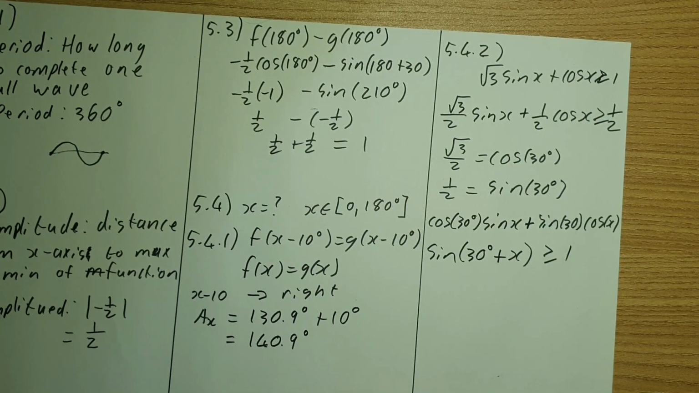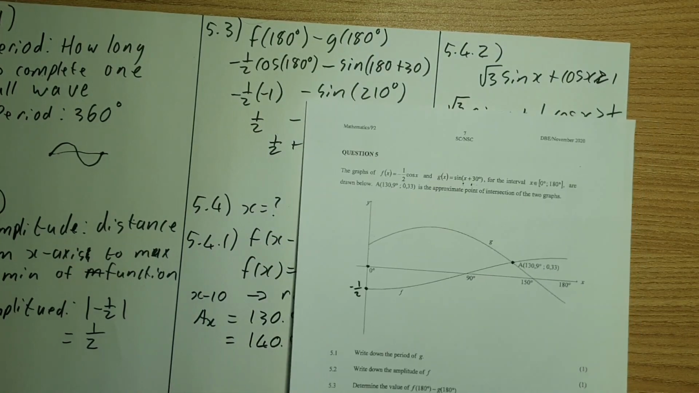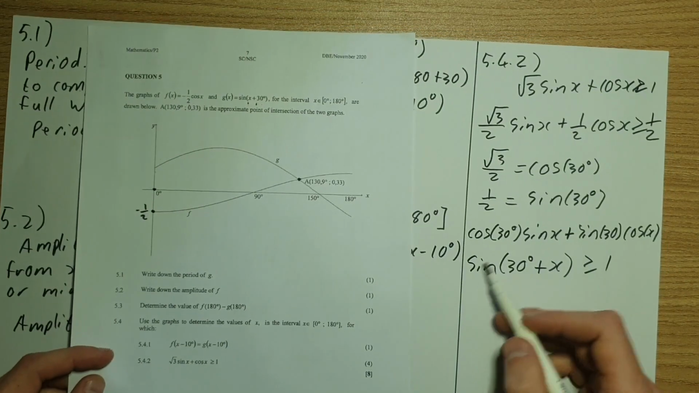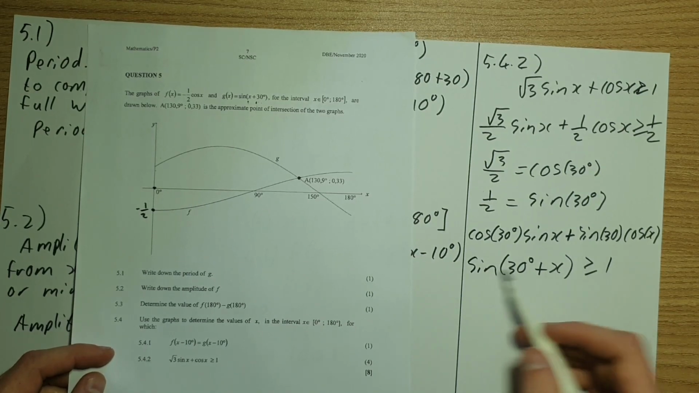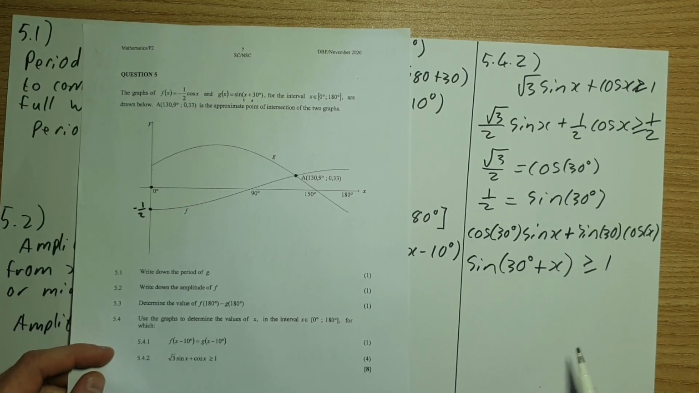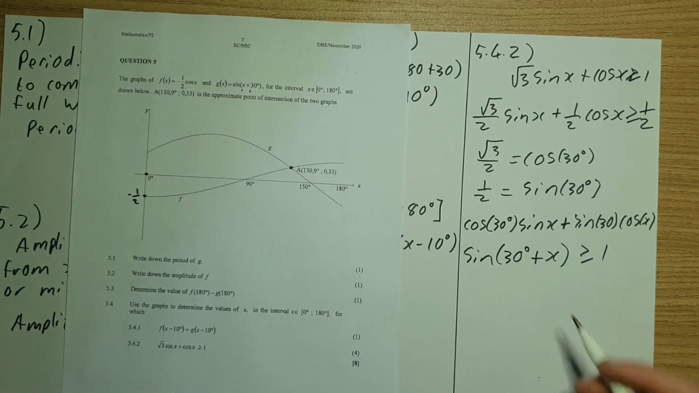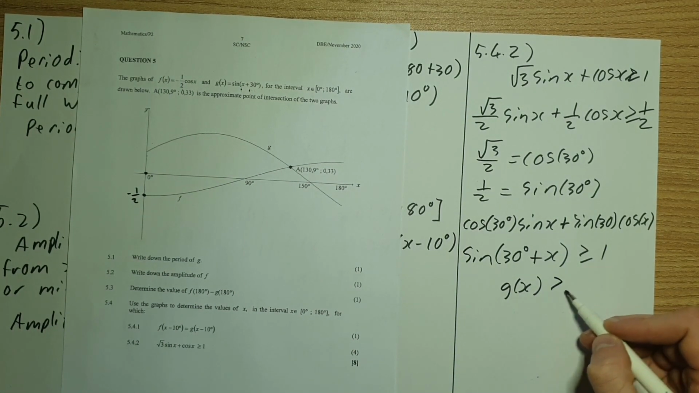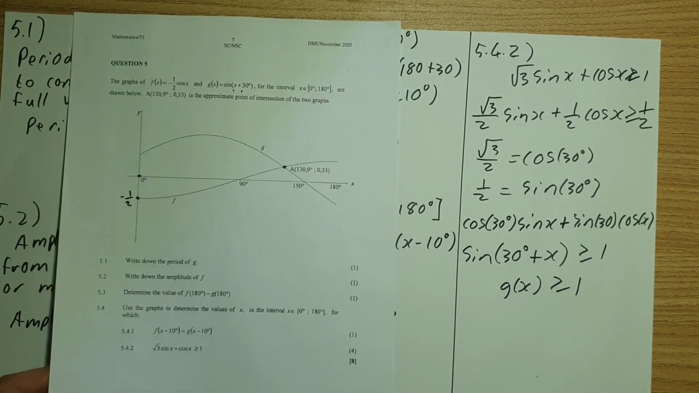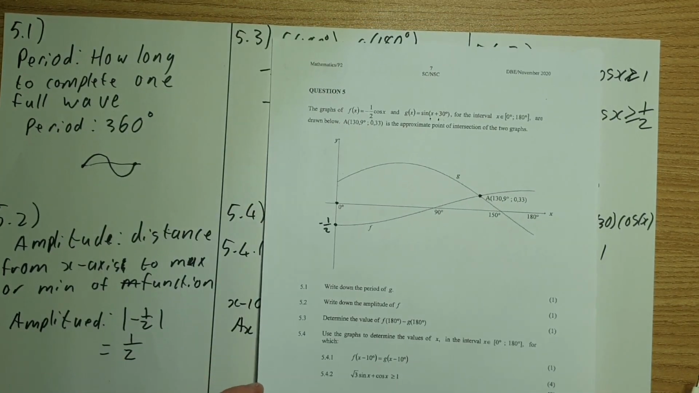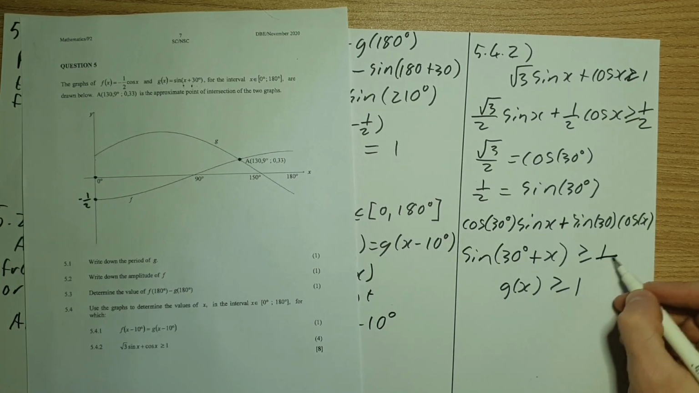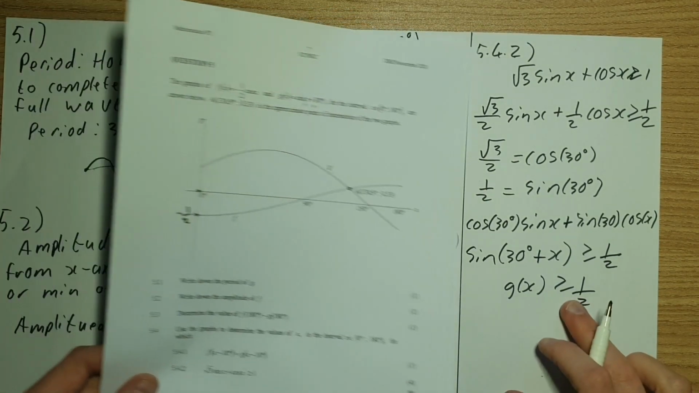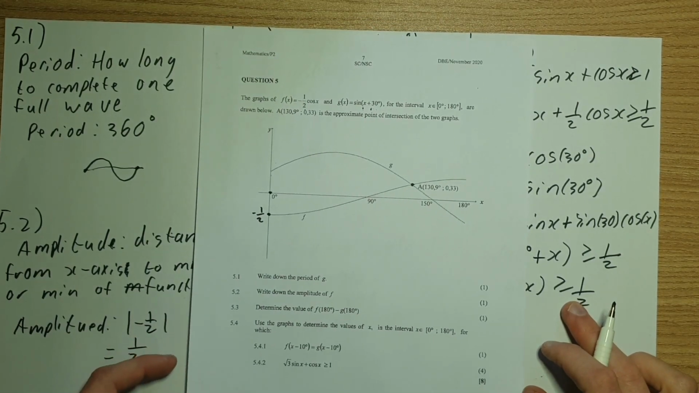Now, if you look back at your original functions that were given, here we have sine of x plus 30 degrees, and here we have sine of 30 degrees plus x. Okay, in this case it's the same thing because they're both positive values. So what the question is actually asking is, where is g of x greater or equal to 1? Okay, and if you go and look on your graph, greater or equal to a half, not 1, sorry. Where is that greater or equal to a half.